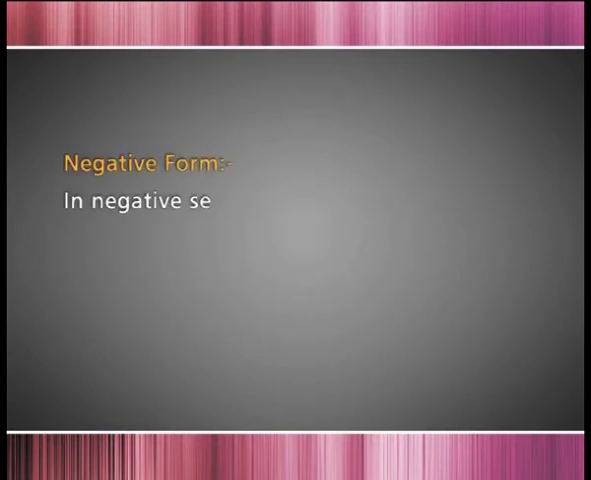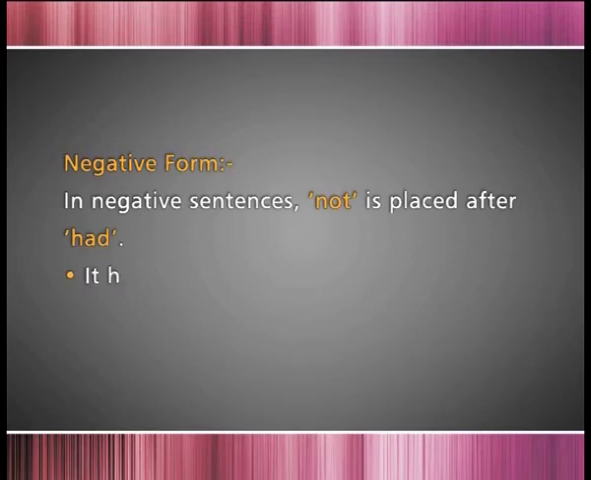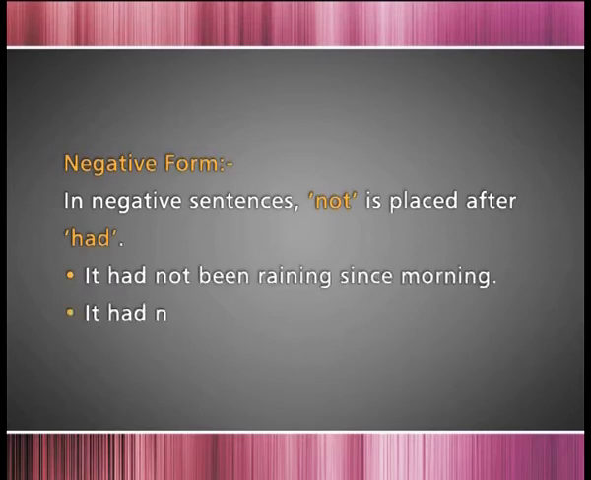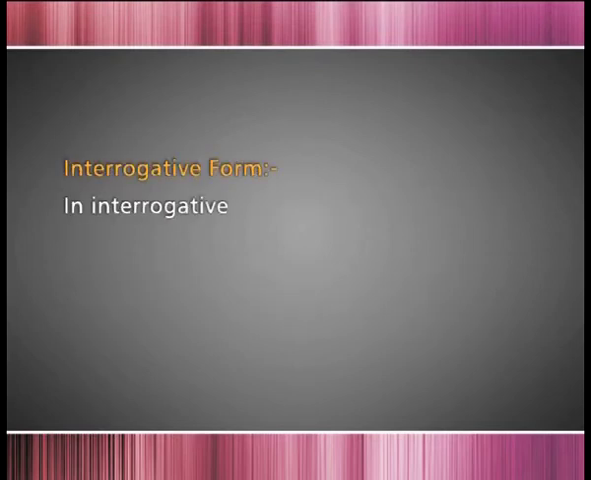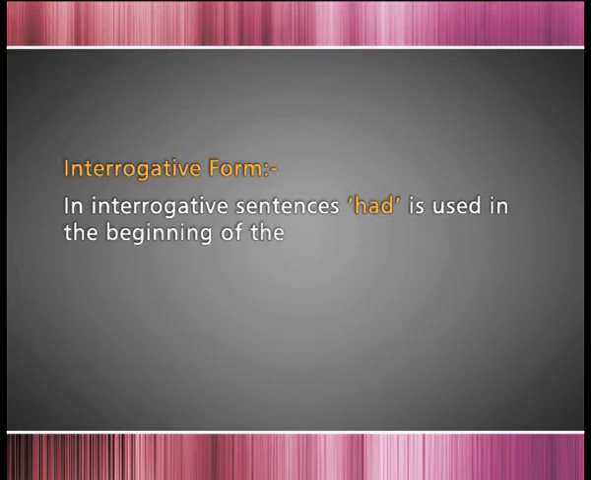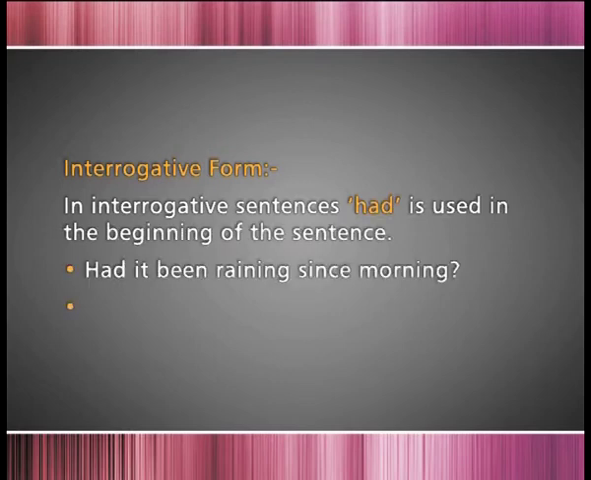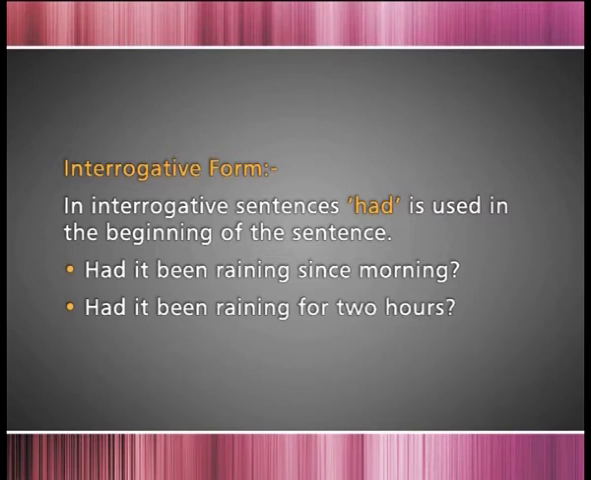Negative form. In negative sentences, not is placed after had. It had not been raining since morning. It had not been raining for 2 hours. Interrogative form. In interrogative sentences, had is used in the beginning of the sentence. Had it been raining since morning? Had it been raining for 2 hours?